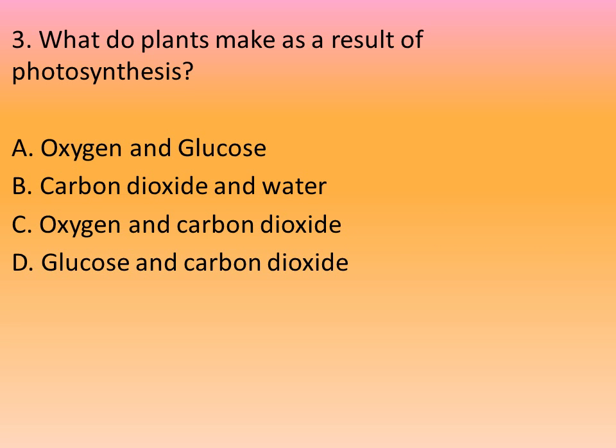Number 3. What do plants make as a result of photosynthesis? A, oxygen and glucose. B, carbon dioxide and water. C, oxygen and carbon dioxide. D, glucose and carbon dioxide.